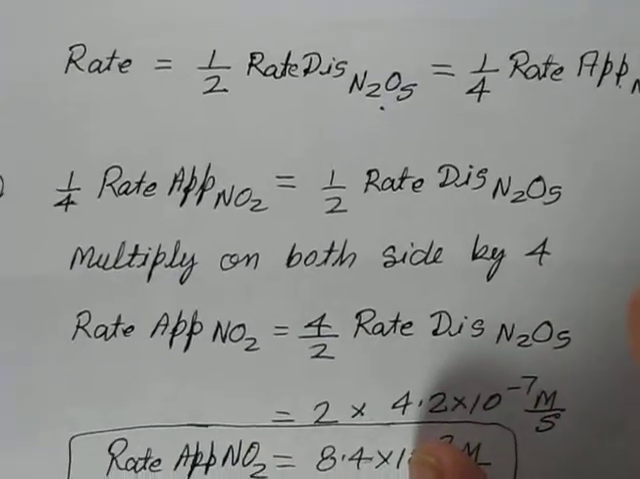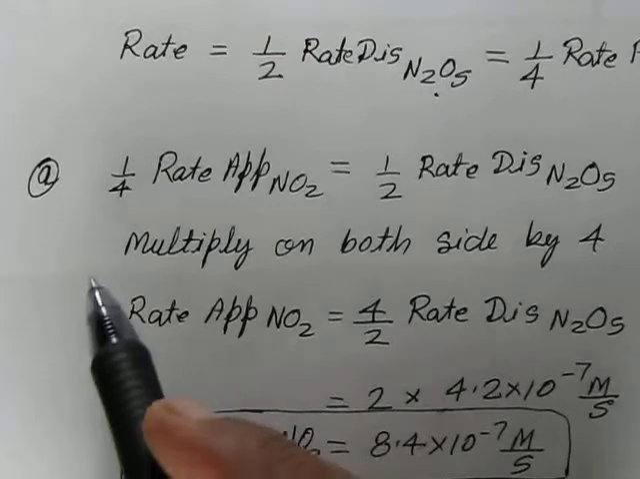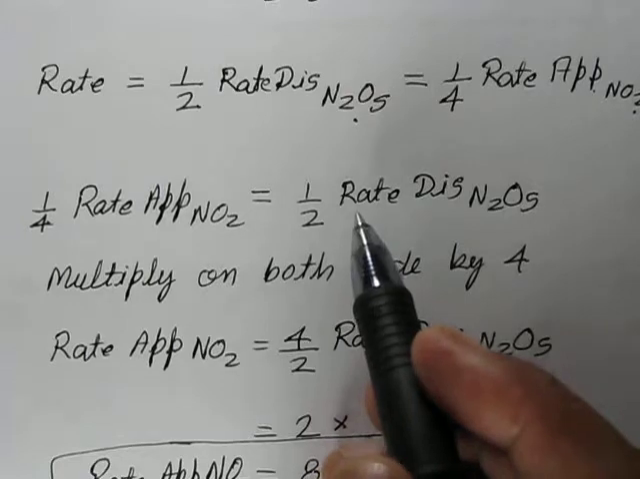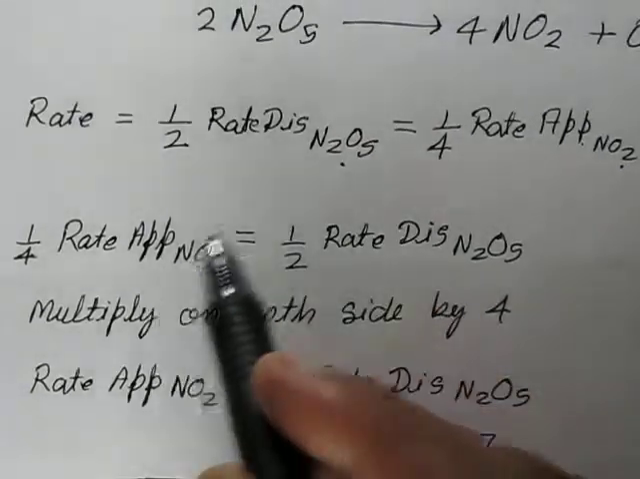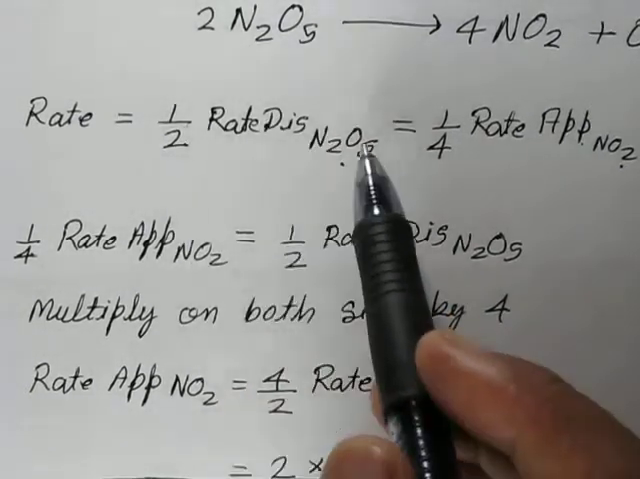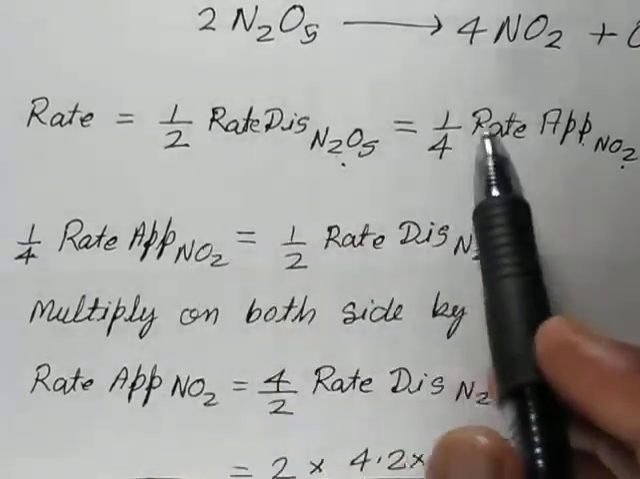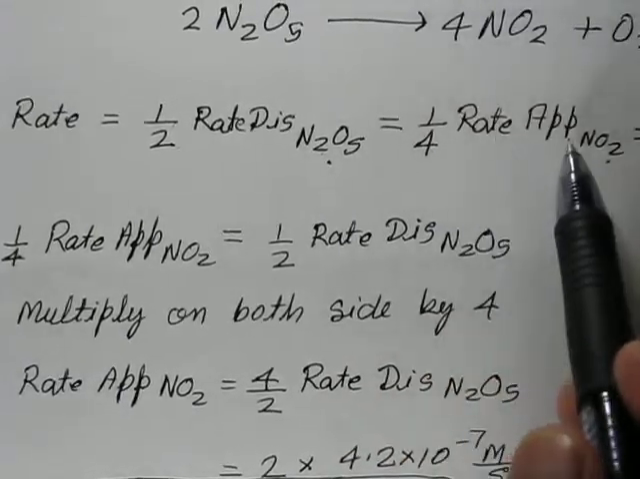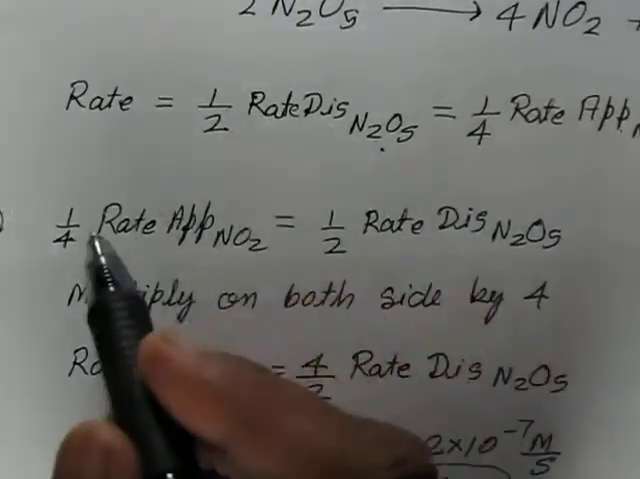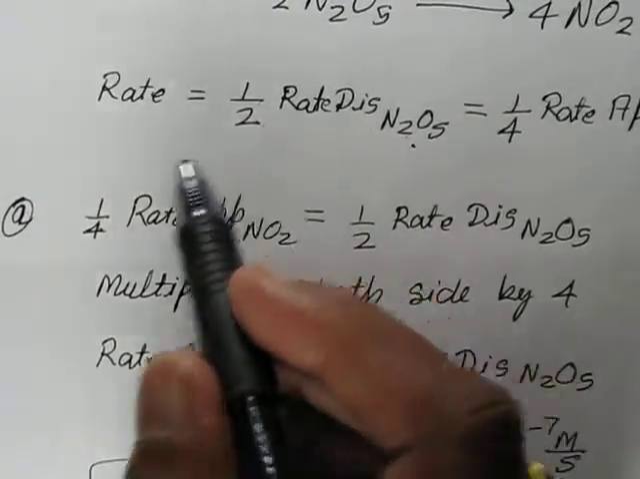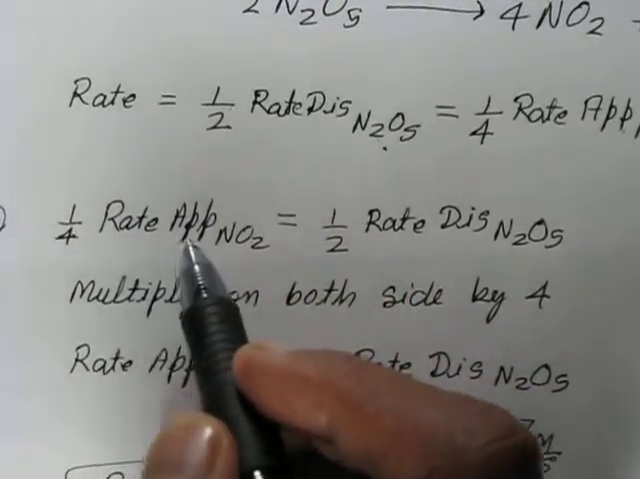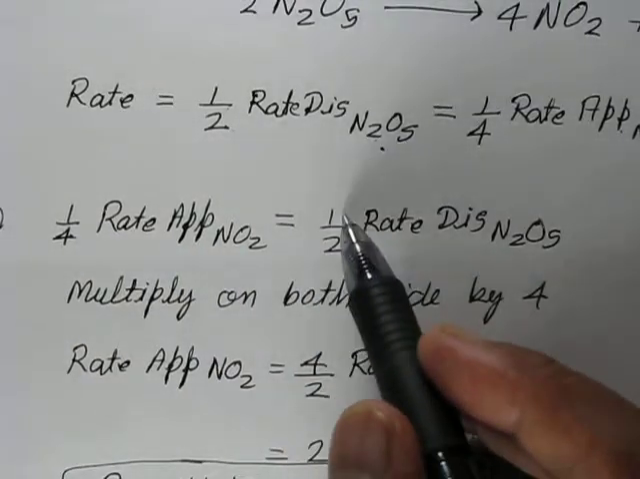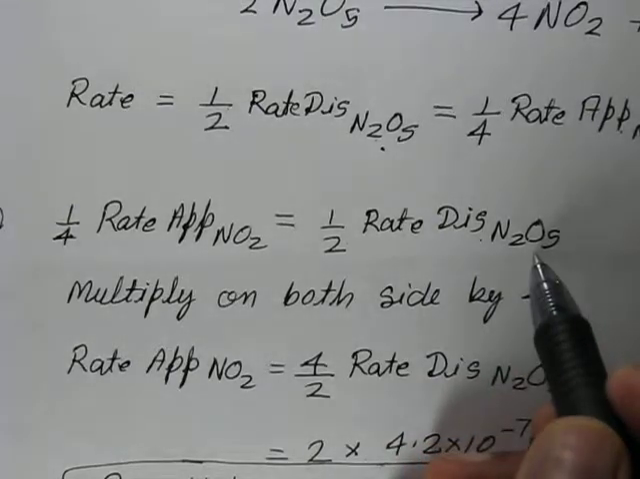Next, first they are asking for the rate of appearance of NO2. So we have to establish a relationship. We can draw from here that 1 over 2 the rate of disappearance of N2O5 will be equal to 1 over 4 the rate of appearance of NO2. So here I rewrite the same thing in the opposite direction. I write the rate of appearance of NO2 first, which is 1 over 4, equal to 1 over 2 the rate of disappearance of N2O5.